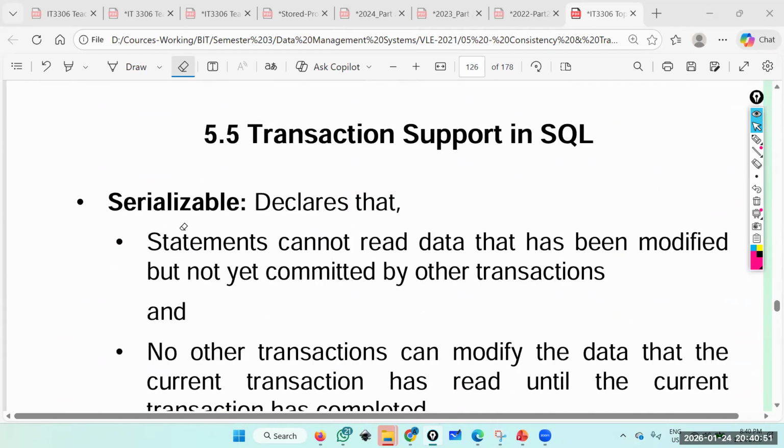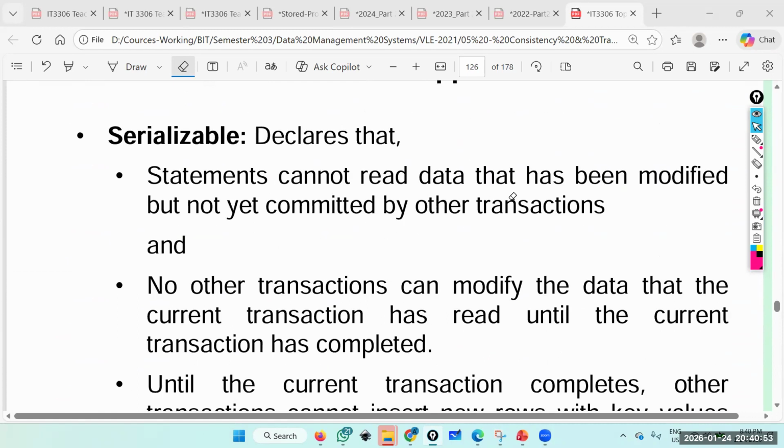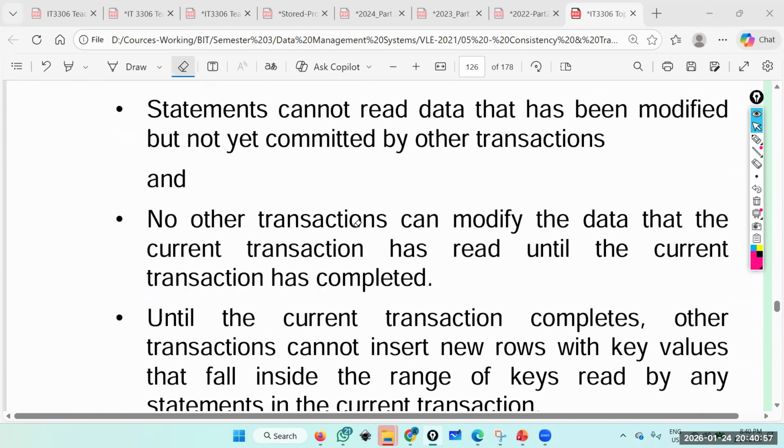Serializable: a statement cannot read data that has been modified but not yet committed. No other transaction can modify the data that the current transaction has read. So this is non-repeatable read prevention, it's repeatable read. And this is no dirty read.